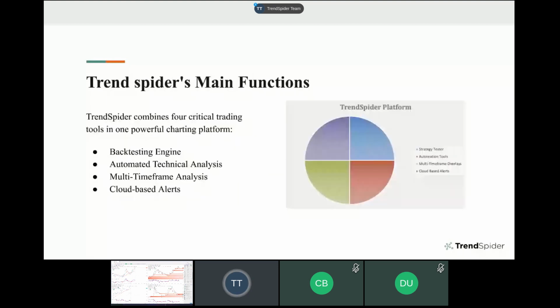Before I hand it over to Chris, we really have four main functions here. We have our backtesting engine, our automated technical analysis, our multi-time frame analysis, and our cloud-based alerts. All of these things we'll be touching on, so I don't want to get too much in detail before we really go over them again, but that is how you can do these things. I'm going to hand it over to Chris now, and he will introduce himself, tell you a little bit about his experience in the industry and how he uses TrendSpider every day.